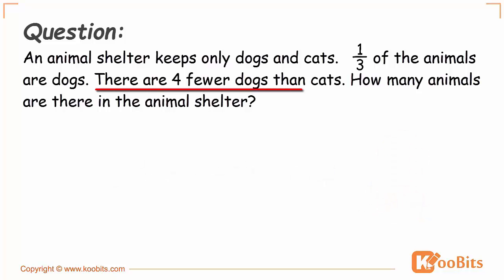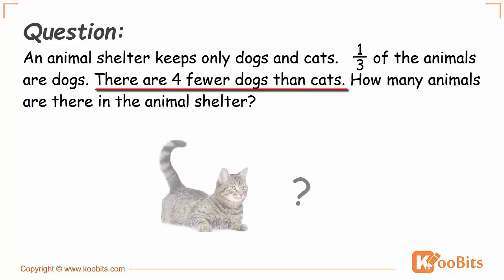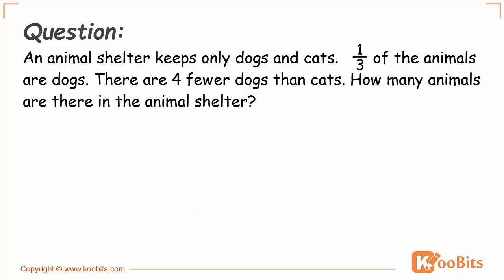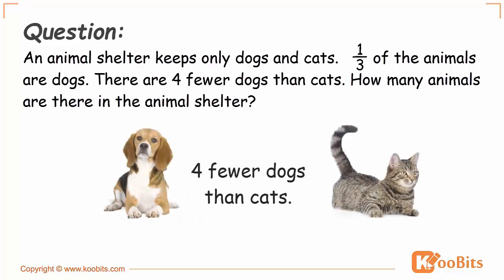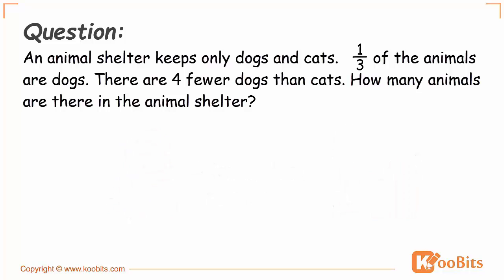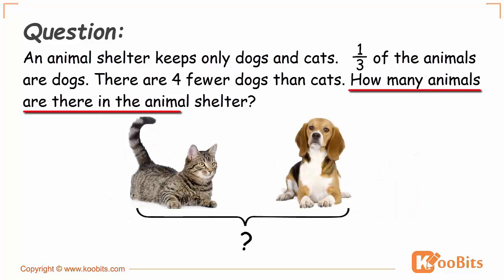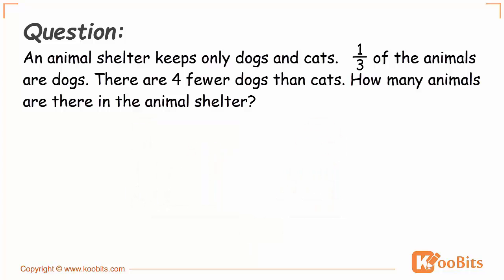There are 4 fewer dogs than cats. Do we know how many cats there are? No, we do not. But we do know the difference between the number of cats and the number of dogs, which is 4. And there are fewer dogs than cats. The question asks us to find the total number of animals there are in the shelter. Alright, now that we've understood the question, let's move on to solve this word problem.